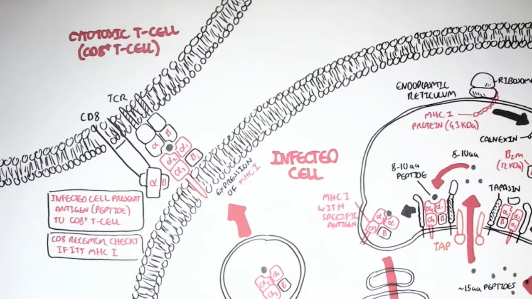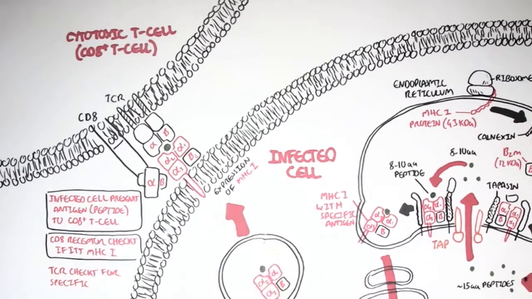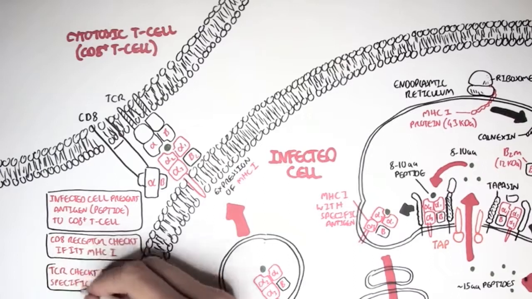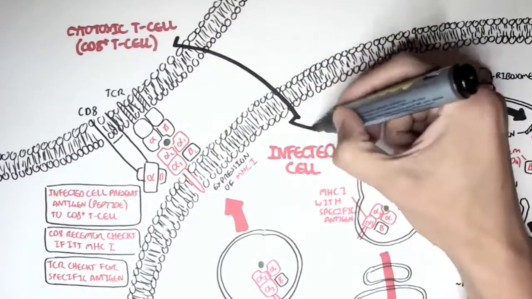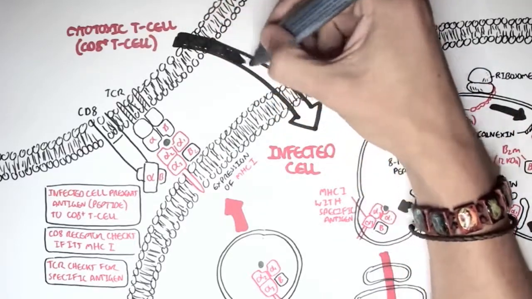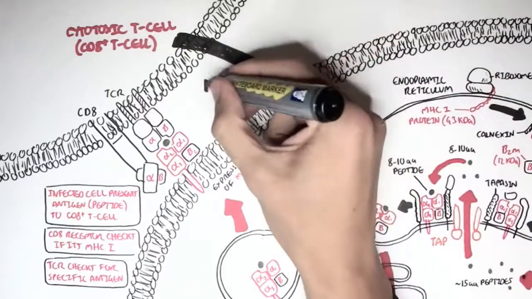And then the CD8 T cell has another receptor, the T cell receptor. The T cell receptor's role is to check the antigen, because the T cell receptor only fits a specific antigen, the peptide, just like the MHC molecule. So if both are okay, if the CD8 recognizes the MHC, it's an MHC class 1, and if the TCR fits the specific antigen being presented, the cytotoxic T cell can then release chemicals, cytokines, that will essentially kill this infected cell.